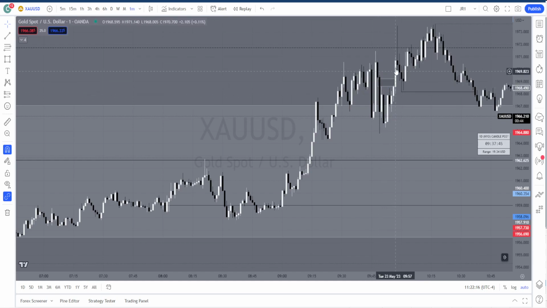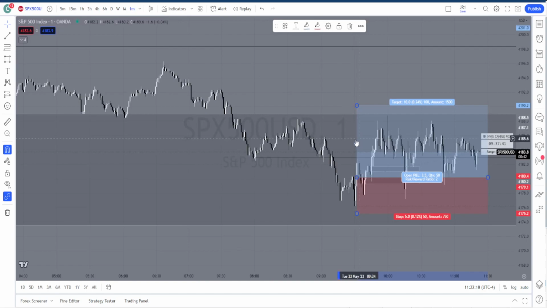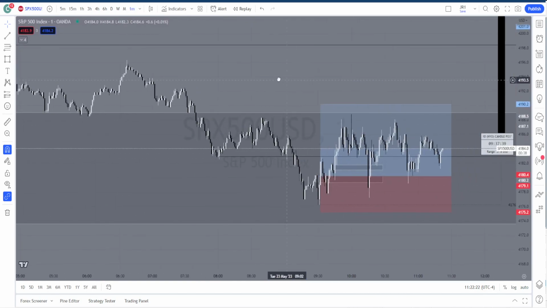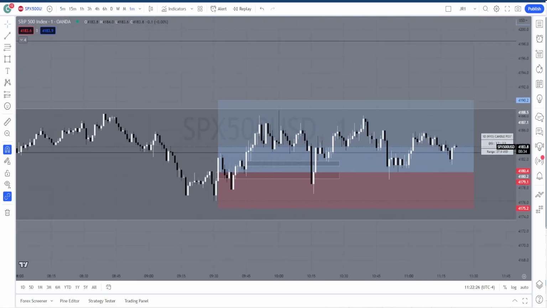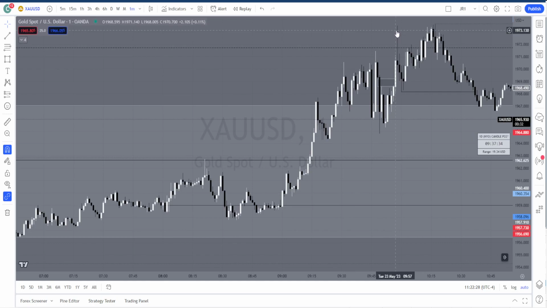and price traded into it. This is where I took the trade. When I took this trade, it was around this level here. I moved all my stops to break even. Moved all my stops to break even. And as you see, it took me out here.